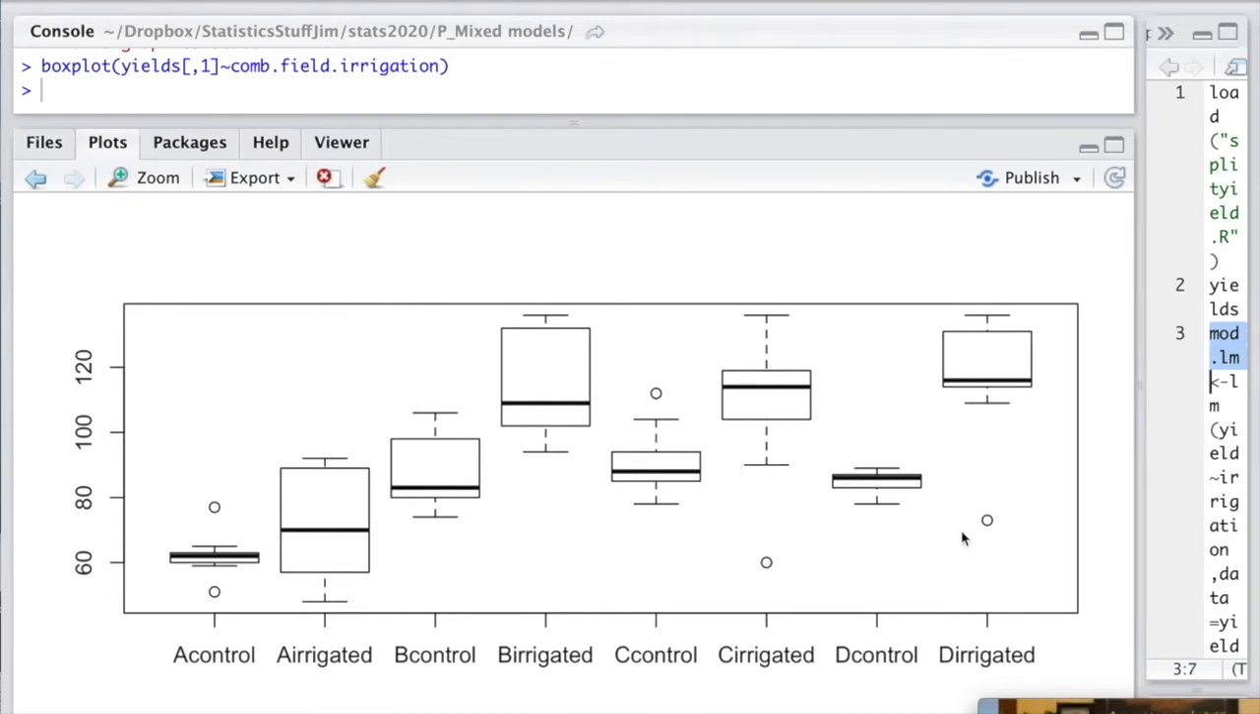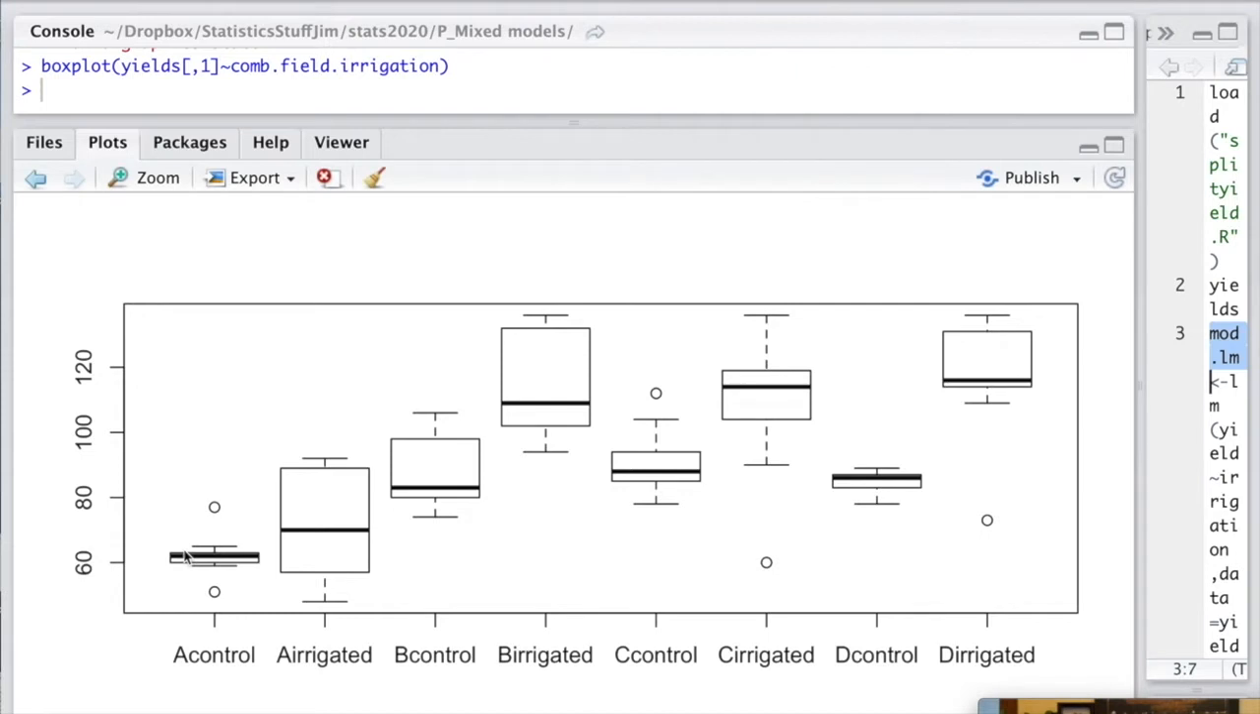Okay. Again, the hypothesis that we're interested in at this point is whether or not there's a difference between control and irrigated. And we can see that overall it looks like within each of those fields, control is always less than irrigated. But note that there is some evidence, just by eyeballing this, that there is a difference among fields. So field A overall just appears to have lower yield compared to fields B, C, and D.